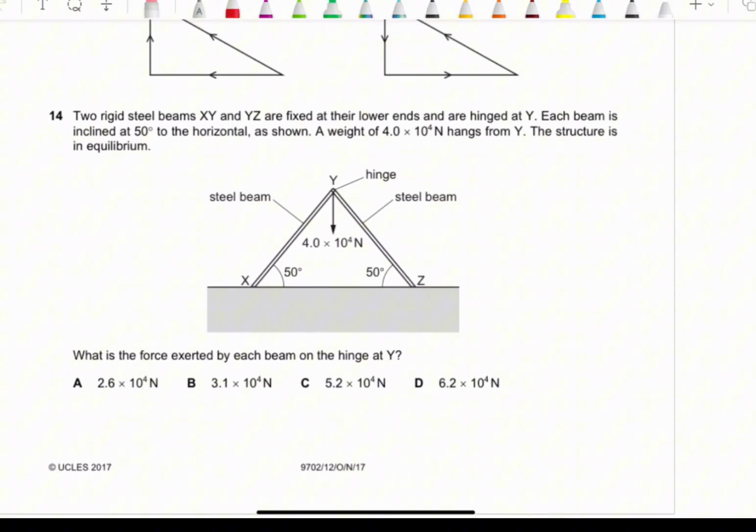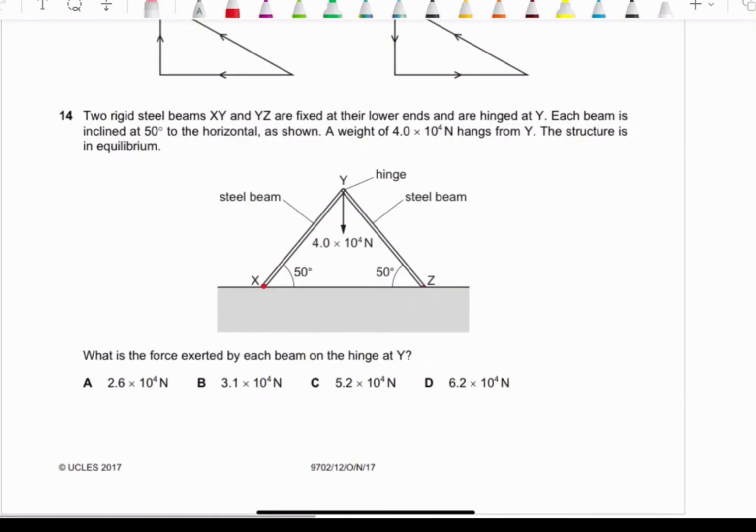Two rigid beams, XY and YZ, are fixed at their lower ends. So they're fixed here and they're fixed over there. And each beam is inclined at 50 degrees to the horizontal, as shown, right? And a weight of 4 times 10 to the power of 4 newtons hangs from Y. The whole structure is in equilibrium. What is the force exerted by each beam on the hinge at Y?